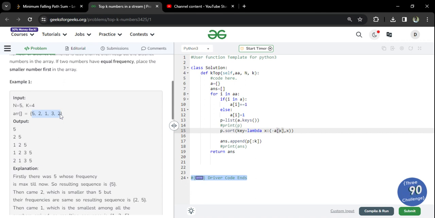Remember, now 2 is repeating. So 2 has the highest frequency among all of them. So the order is very simple. You will have to print them in a decreasing order of the frequency. So definitely 2 will come first now. The rest of the three, which is 1, 3, and 5, have the same frequencies, so they will be printed based on the weightage of their value. So 1 will come first, and then 3 and 5.